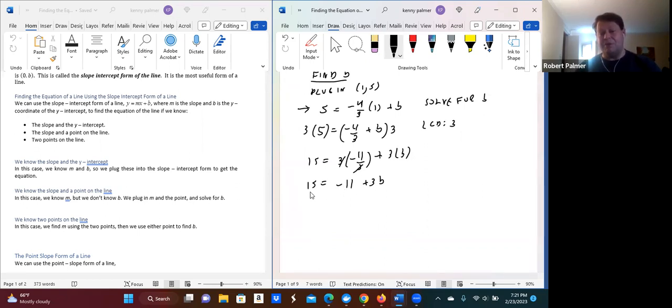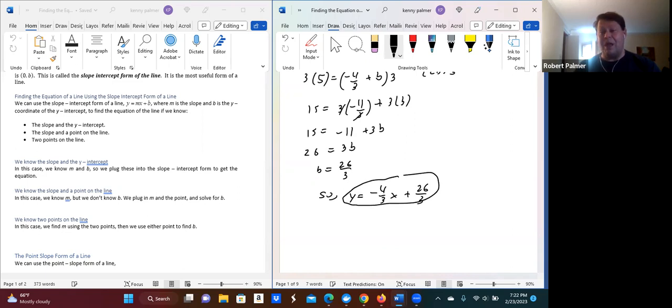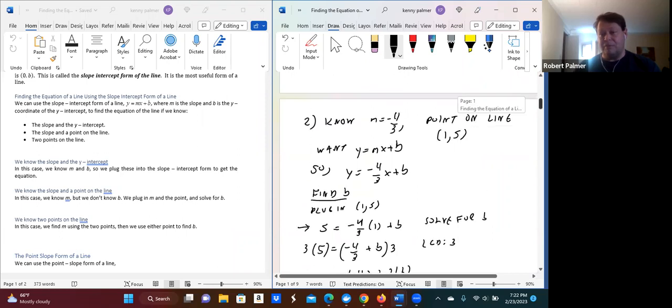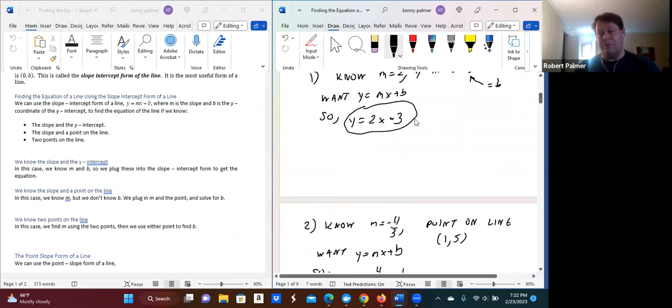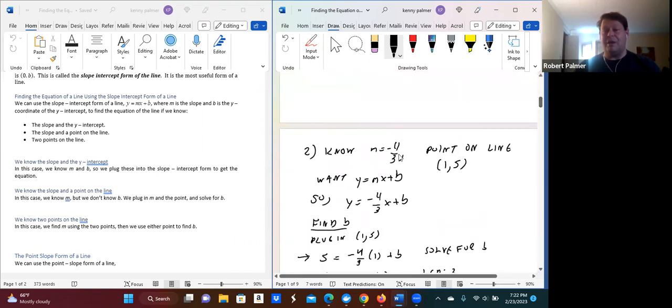So add 11 to both sides. And so that's going to be 26 is equal to 3b. Divide both sides by 3. And so b is equal to 26/3, which unfortunately doesn't reduce. So the equation of my line is y equals -4/3 x plus 26/3. And that is the equation of my line with that particular slope, and also that goes through that point. Also, let me circle the one up here while I'm thinking about it. And that's the only equation of a line that has that slope and goes through that point.